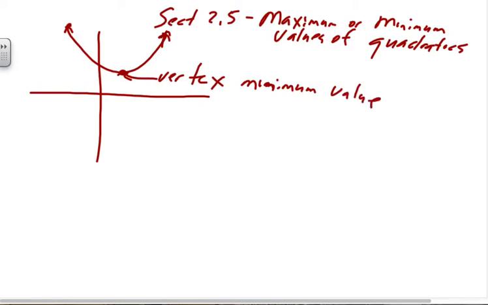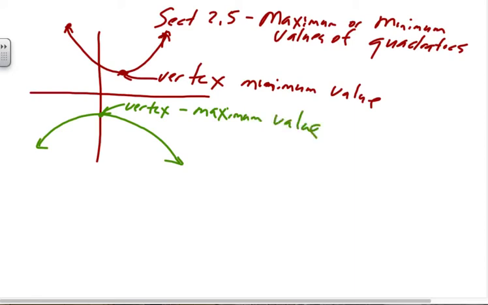All right, now we can deal with a slightly different quadratic, like that. Here my vertex is going to be right there. But this is going to be a maximum value, because this thing opens down. So in other words, anything poised here, if I move it off a little bit, it's going to roll off.